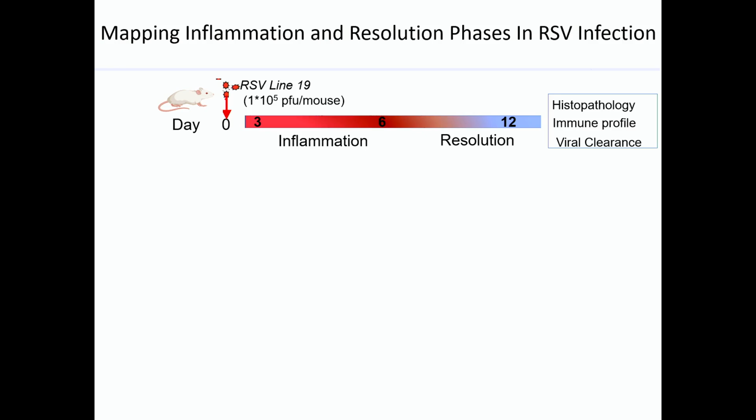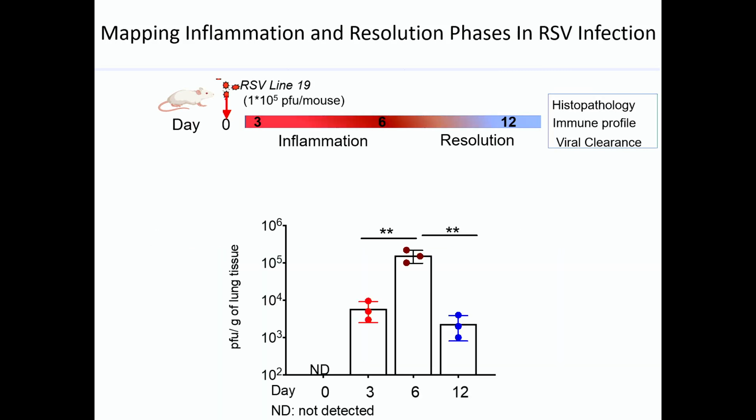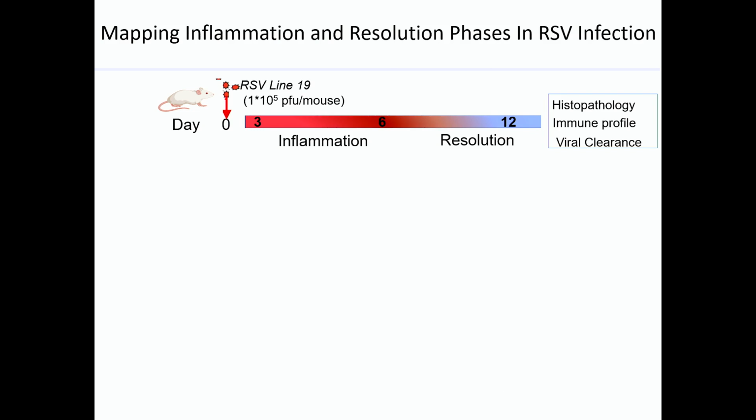And so we used a clinical strain of RSV that in mice elicits a type 2 response, RSV line 19. And with this inoculum, we see at day 3 some early inflammatory changes, especially in the airway, that peaks at day 6, and then by day 12 is really coming back down towards baseline. If you look at plaque-forming units, you can see that they peak at day 6, and again, they're not gone, but they come back down by day 12. So there's an endogenous antiviral system. IL-13 mirrors the plaque-forming unit trajectory.